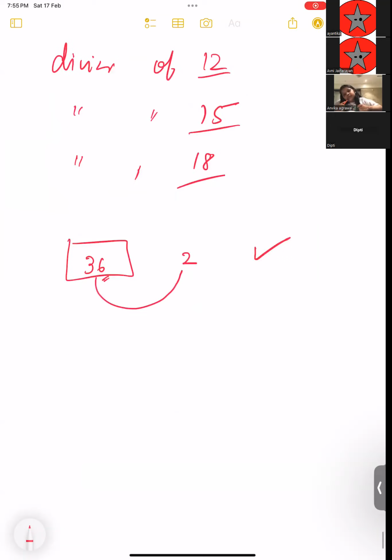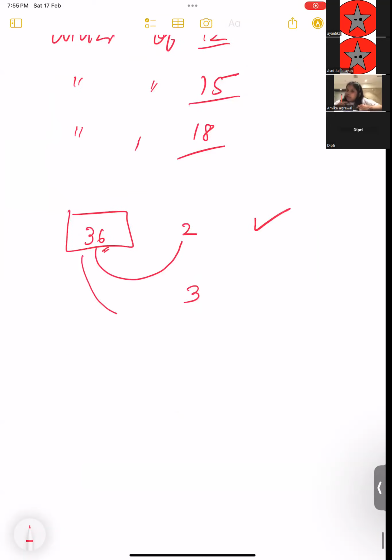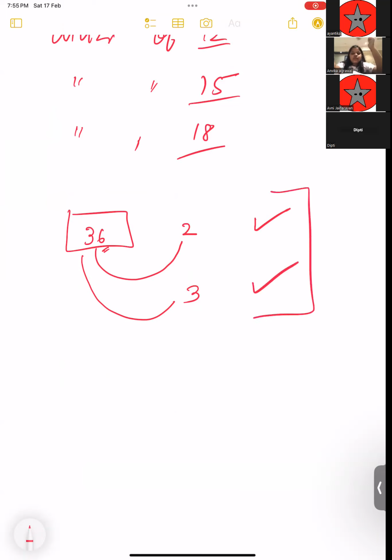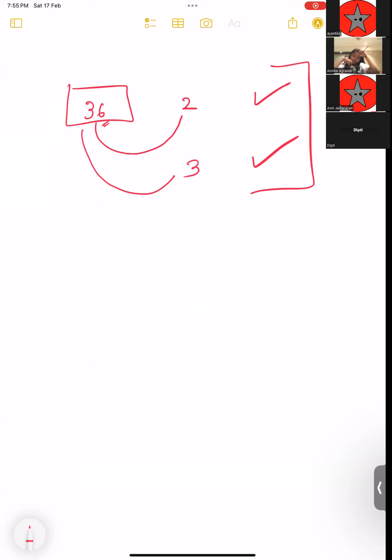It should also be divided by 3. Check and tell me, does it obey the rule of the table of 3? Yes, ma'am. Now, since 36 is getting divided by both the numbers, it's going to be also divisible by 6. Okay? Now, let me give you some number.